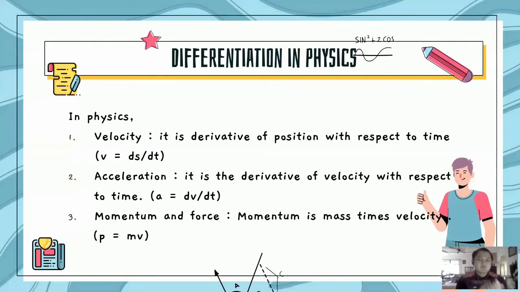For the first one, velocity, it is the derivative of position with respect to time, so we use the formula v equals ds over dt. For acceleration, it is the derivative of velocity with respect to time, and the formula we use is a equals dv over dt. And the last one is momentum and force. Momentum is mass times velocity, so the formula is p equals mv. This p stands for momentum.